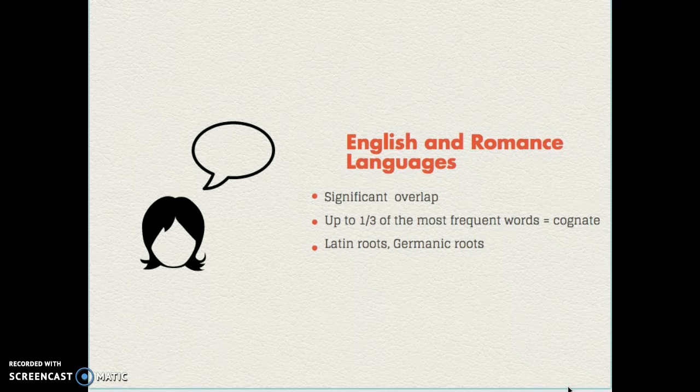Once you get used to learning languages and looking for these similar words across languages, you can get very good at guessing, which can be a great learning strategy. And you can become familiar with patterns as well.